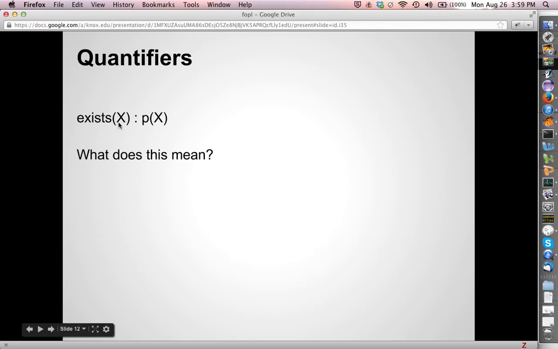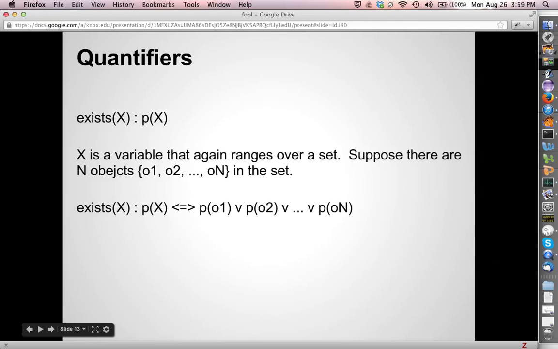Similarly, there exists x such that P of x. What does this mean? Well, essentially what you might imagine. Suppose we have that same set. There exists x such that P of x is equivalent to saying that P is true for either O1 or O2 or all the way up through ON. It's true for at least one of them. It might be true for all of them, but this is a weaker quantifier. It's just saying there exists at least one x such that P of x, meaning one of these things must be true.